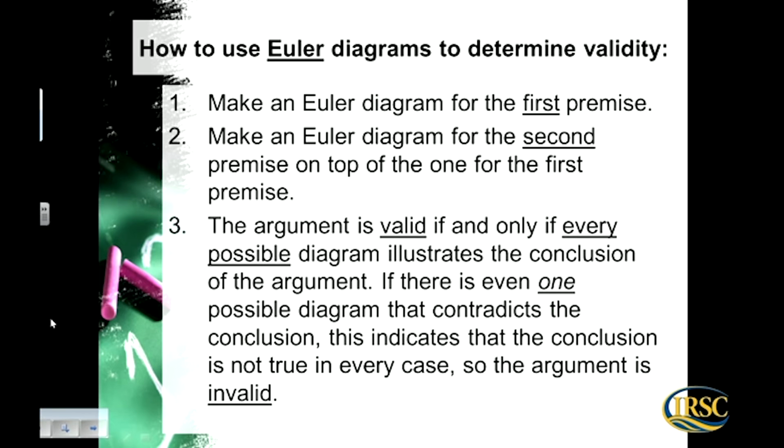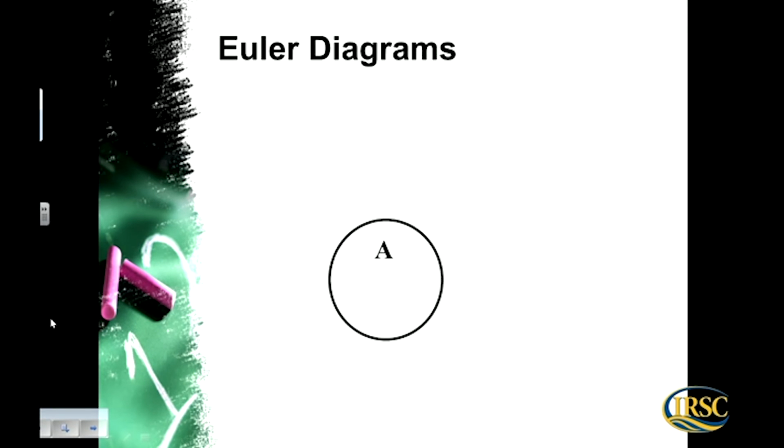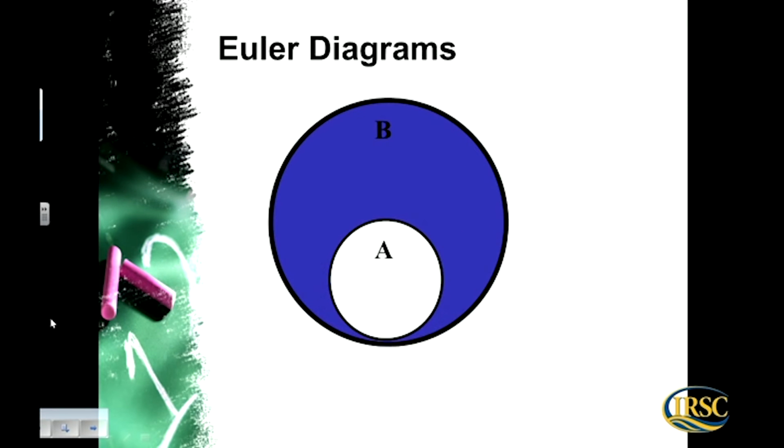And so if you recall, this type of Venn diagram means that all A are B. So if you have a statement that's all A are B, you're putting the first item in a circle, and that circle goes inside the second circle for the second item.